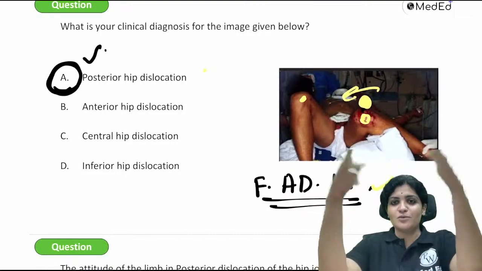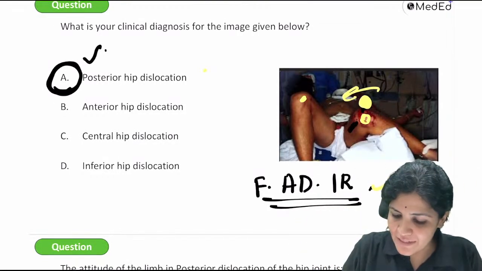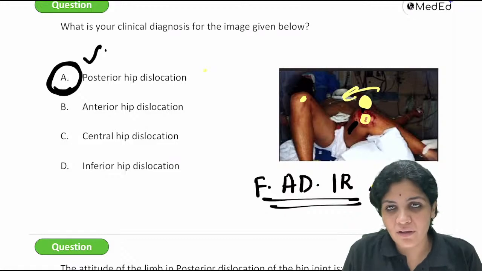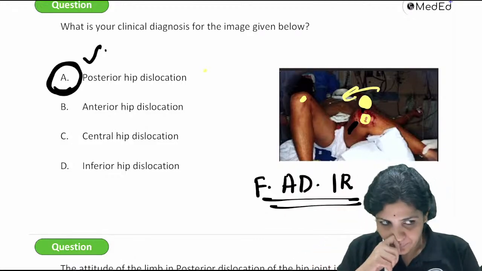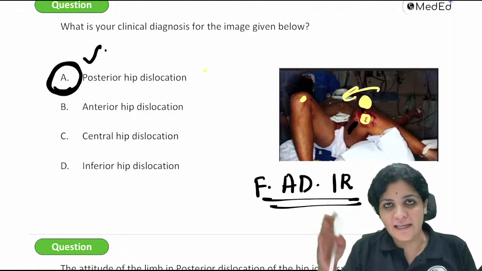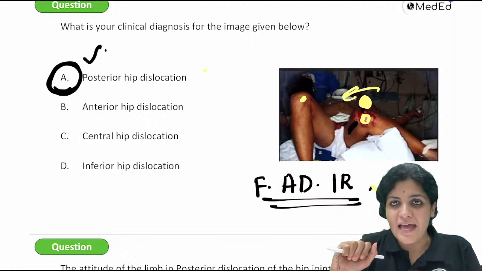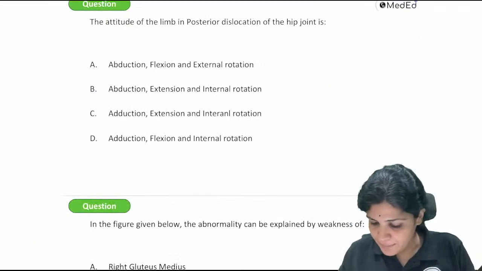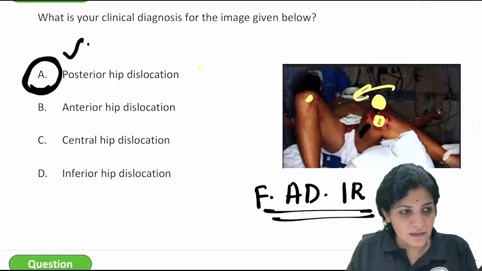The abduction is wide opening like this. Adduction is inside. So you see this limb is inside, no? Go home and you sleep in the lithotomy position and then you put this inside. So it is internally rotated and adducted. FABER is flexion, abduction, and external rotation, right? So external.